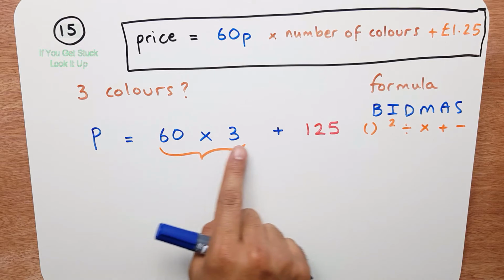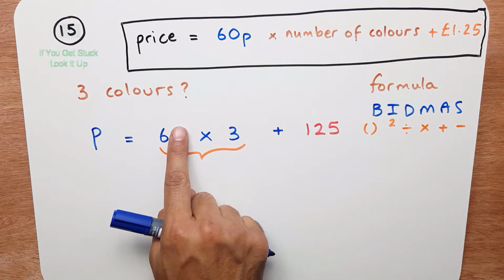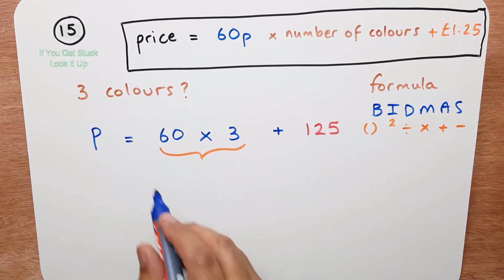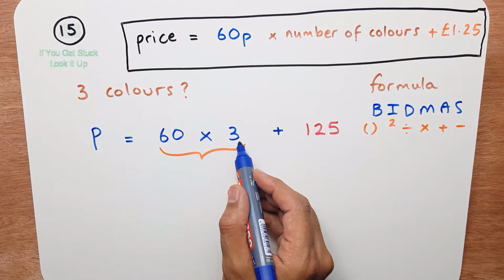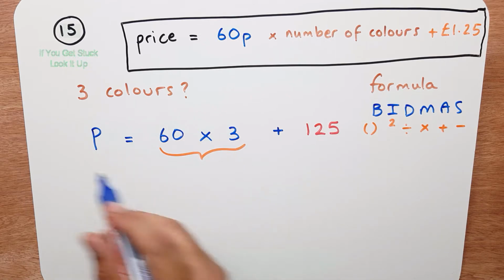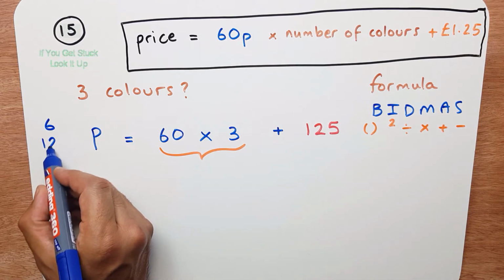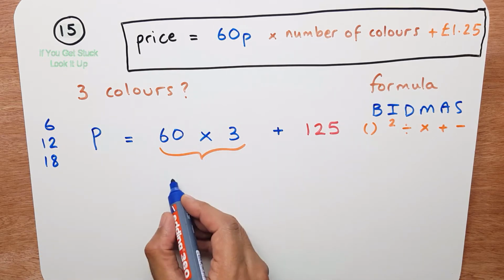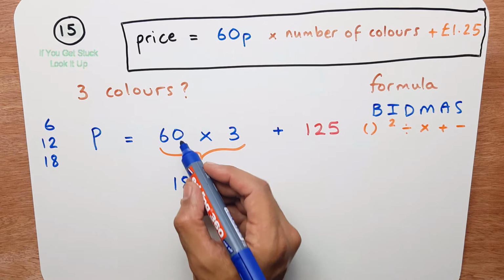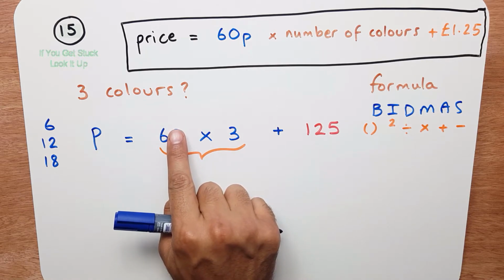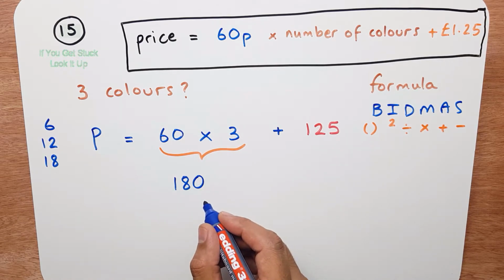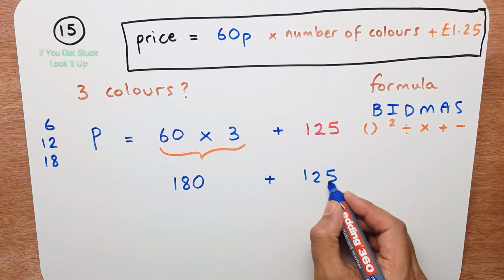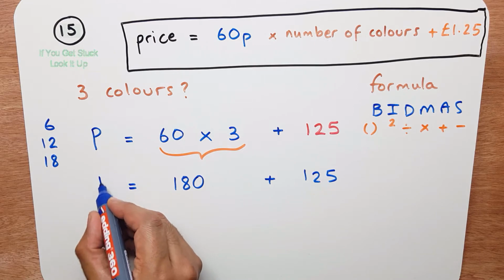Now, with this sort of question, because this is a whole 10, we can hide the 0. So we can do 6 times 3. And 6 times 3 is 18. Let me have a look. 6, 12, 18. Yes. So 6 times 3 is 18. And this 0 that I hid earlier, I can return it. Add 125. So now this is what my price is.